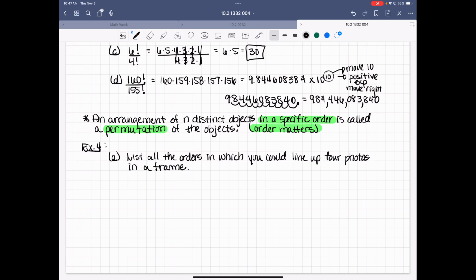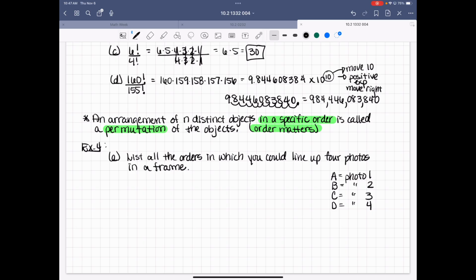I'm going to let A be photo 1, B photo 2, C photo 3, and D photo 4. Now, the main reason we go through this is in case they make you list something like this, and also to show you don't want to go to the effort to list all of those every time you're trying to count how many different ways you can do something. It's a lead into permutations.